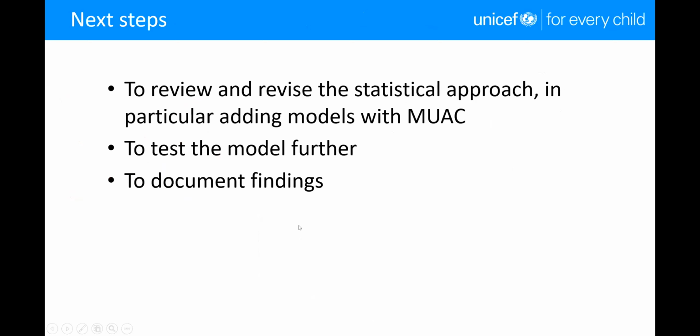So the next steps as of now are to review the statistical approach that was used, and particularly to include MUAC. The modelling that has been done so far is just based on weight for height. So London School of Hygiene are going to include MUAC, to predict with MUAC, and then to further test the model to see if there's any more data or if we can complete any of those data gaps, and then to document our findings going forward.